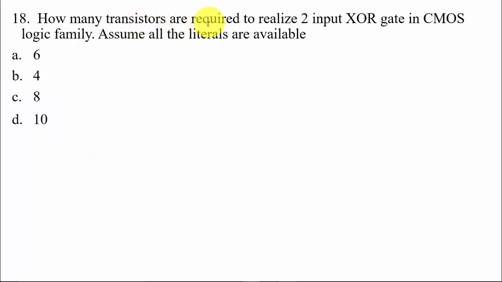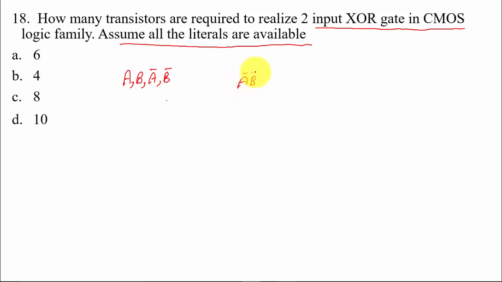How many transistors are required to realize a 2-input XOR gate in the case of the CMOS logic family? Assume all literals are available. Let me consider the XOR gate. If my inputs are A and B, then A bar and B bar are also available. In the CMOS logic family, the output by default is complement in nature. So I am going to realize A bar B bar plus AB. That is the XNOR gate, and thereby I will get the XOR gate.